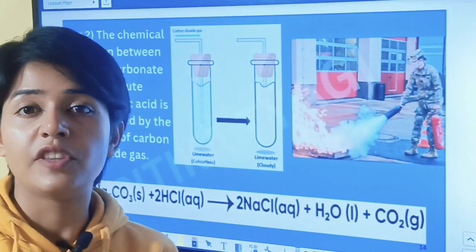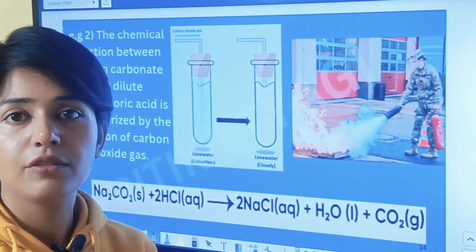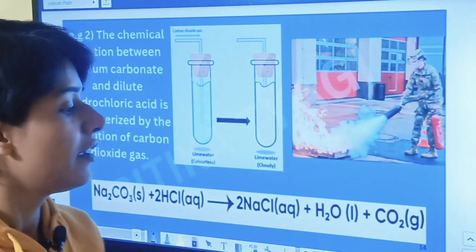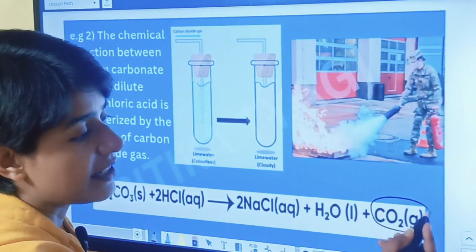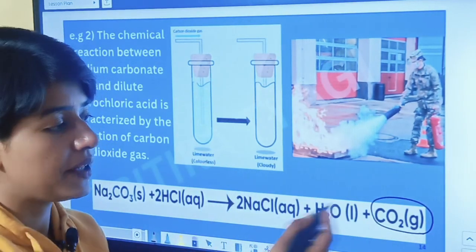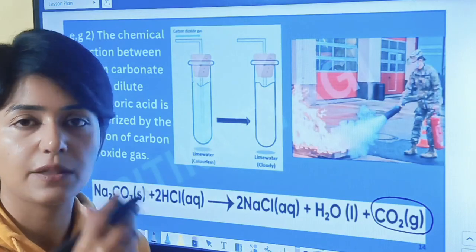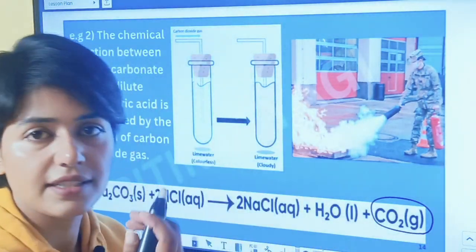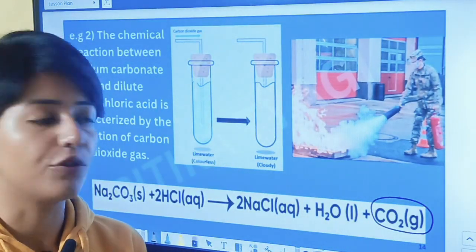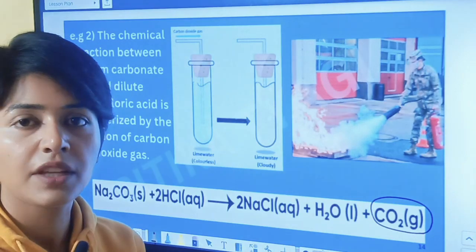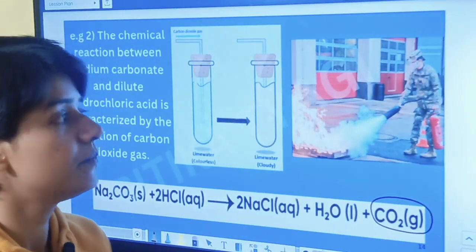Next, there is another example for the evolution of gas, where carbon dioxide gas is released. In the previous one we discussed hydrogen gas and its detection test, that is the pop sound. Now we are discussing carbon dioxide gas. How do we detect it? What is the test for its detection?